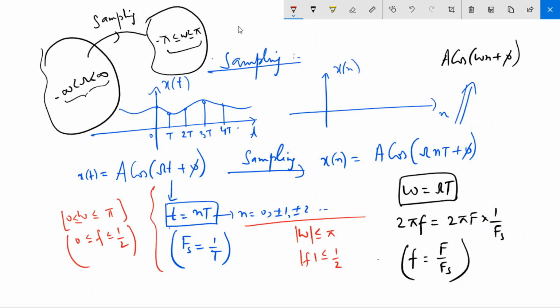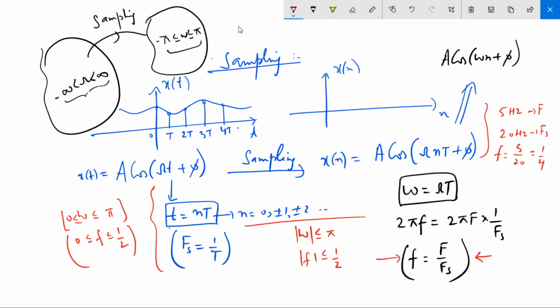Now see, if you look at the relation between the continuous and the discrete frequencies, this is the relation. Capital F is the frequency of the continuous signal in hertz. Fs is the sampling rate in hertz. The frequency of the signal you get after sampling is F by Fs. It means if I have a continuous time signal of 5 hertz frequency, and I sample it at, suppose, 20 hertz, this is my sampling rate. What would be the frequency of the discrete signal? It is nothing but 5 by 20, that is 1 by 4.